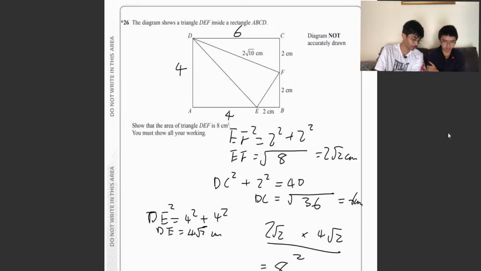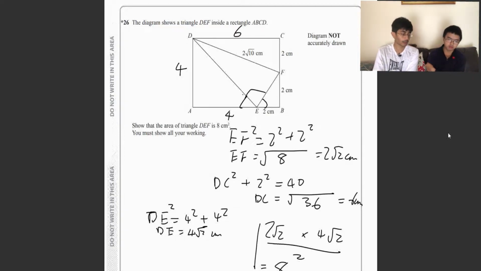Oh, we need to prove that it's a right angle. Yeah, in that case... No, so what I was thinking was, instead of doing that, because you've got 4, 4, 6, 2, 2, you can just work out the area of those triangles and then do 24 minus that to get 8. Yeah. That's what I was thinking.